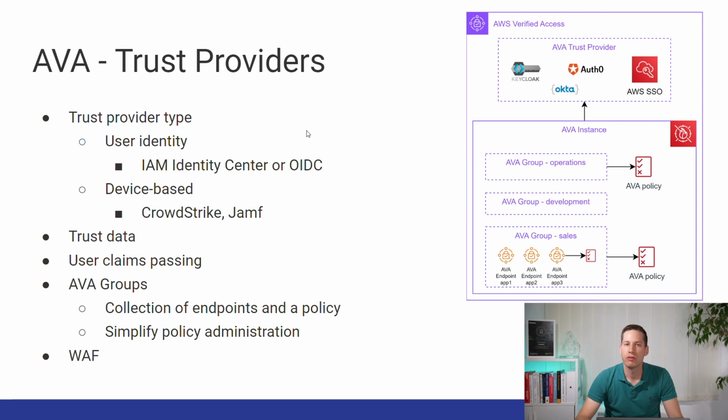Then it comes to the trust providers. A trust provider can be a user or a device type. It's something you need to configure at creation. A user type trust provider can either be IAM Identity Center or any third-party identity provider that conforms to the OpenID Connect protocol. So if you have something like Keycloak, which is compatible with OIDC, then you can configure it with Verified Access. And then you can have device-based trust providers, which can currently be CrowdStrike or Jamf.